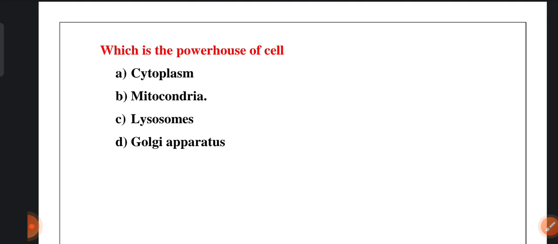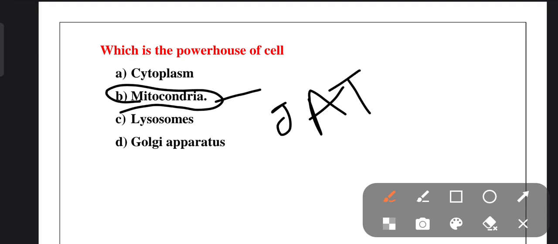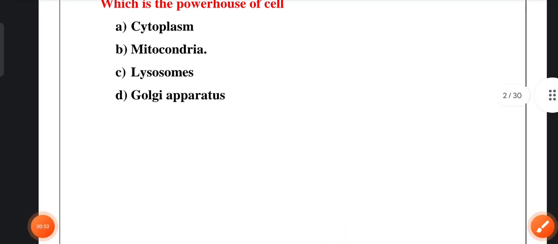Which is the powerhouse of the cell? For what do we call the powerhouse of the cell? Options are cytoplasm, mitochondria, lysosome, Golgi apparatus. So the right answer is mitochondria. In the mitochondria only the generation of ATP happens, so it is called the powerhouse of a cell.